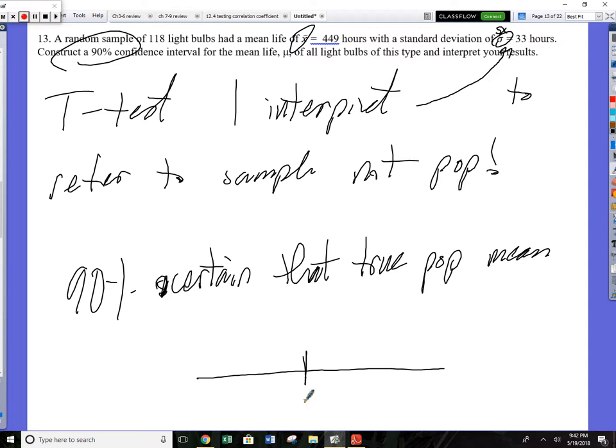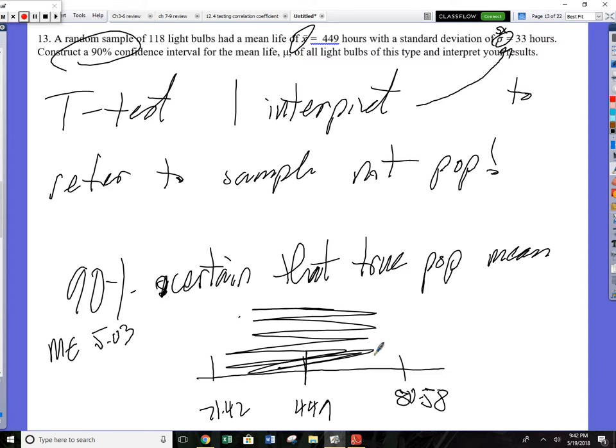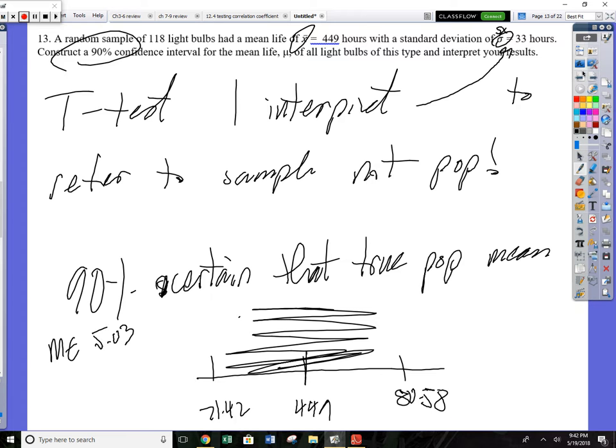So my average was, what was my average? Average was 449. Now my measure of error, your give or take, was 5.03. So that means you're going to go 5.03 above, which is going to put you at 80.58, and you're going to go 5.03 below, which puts you at 71.42. So you are 90% sure that the population mean falls somewhere in this range. This is your lower limit, this is your upper limit, somewhere in there.